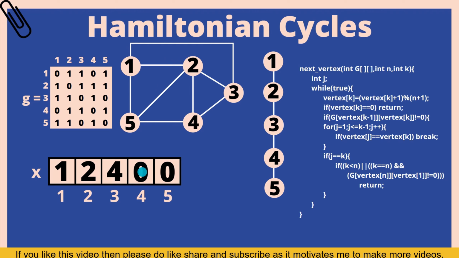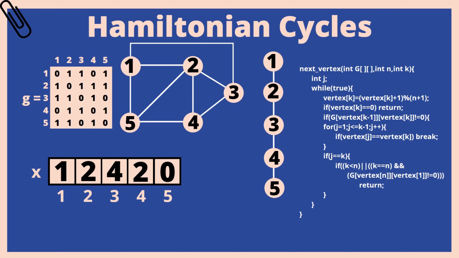Now the fourth index, we can't put 1, we can't put 2, we can put 3. Is there any vertex between 4 and 3? Yes, there is a vertex. So now we will move one step further, that is at the fifth index. So we can see that at the fifth index we can only put 5 over there.